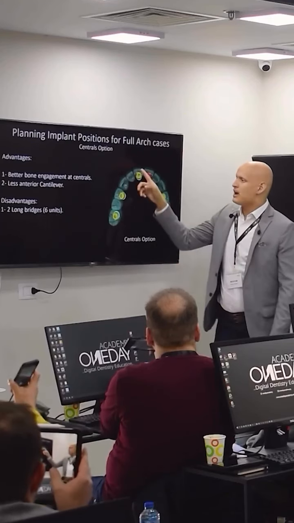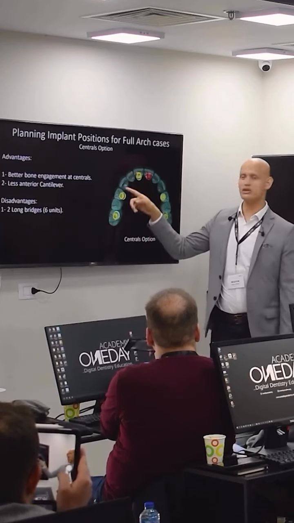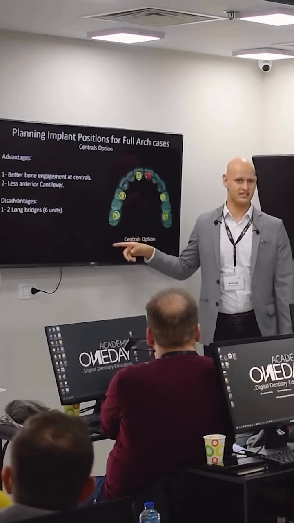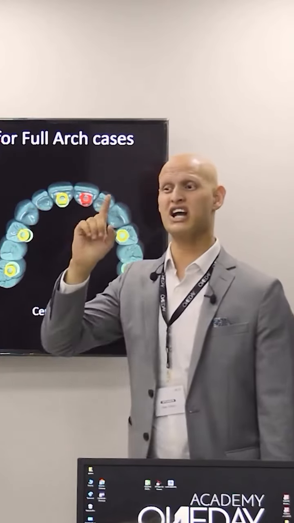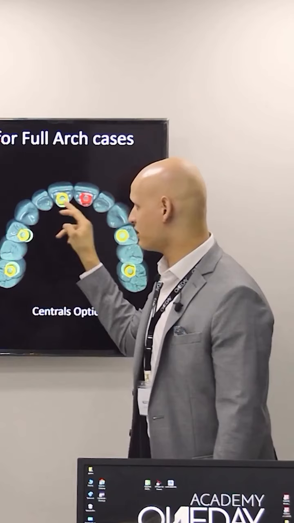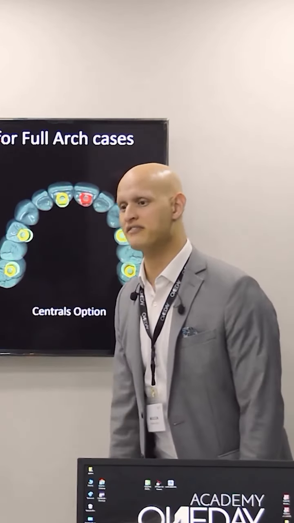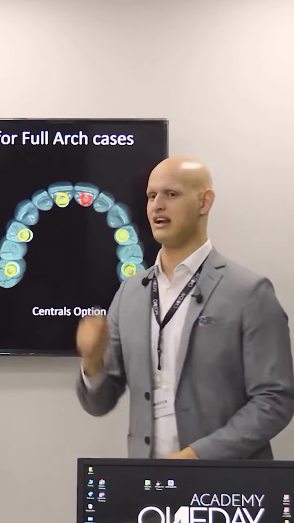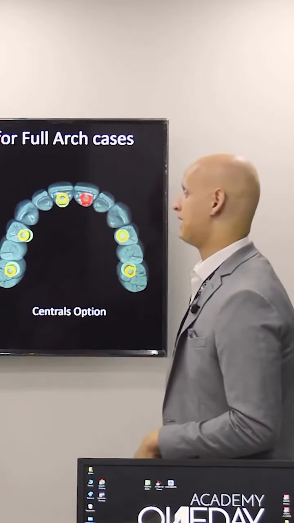Disadvantage number one is that you have two long bridges, which are 6 units. So imagine this: if you have one tooth break, you're going to have to restore 6 teeth to replace 6 teeth, correct? So that's also very important. And also, if you're using a conical connection implant, a bridge like this, which is a very long bridge on conical connection implants, is very difficult to place in fixing position and to seat it accurately and to take it out. So that's also one of the considerations you need to have in mind.